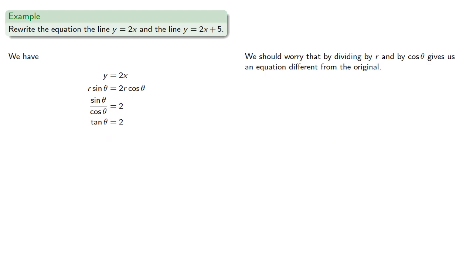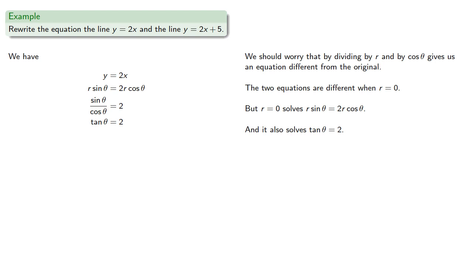We should worry that dividing by r and by cosine theta gives us an equation different from the original. Since we divided by r, the two equations are different when r is equal to 0. But r equals 0 solves r sine theta equals 2 r cosine theta, and it also solves tan theta equals 2, so it's a point on both graphs.